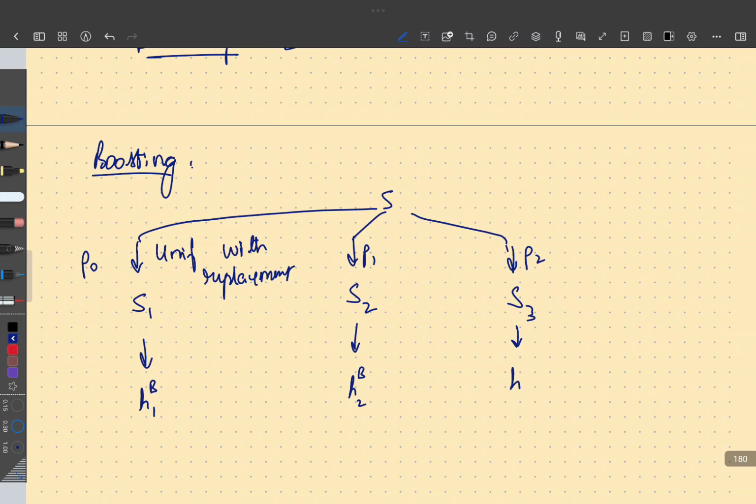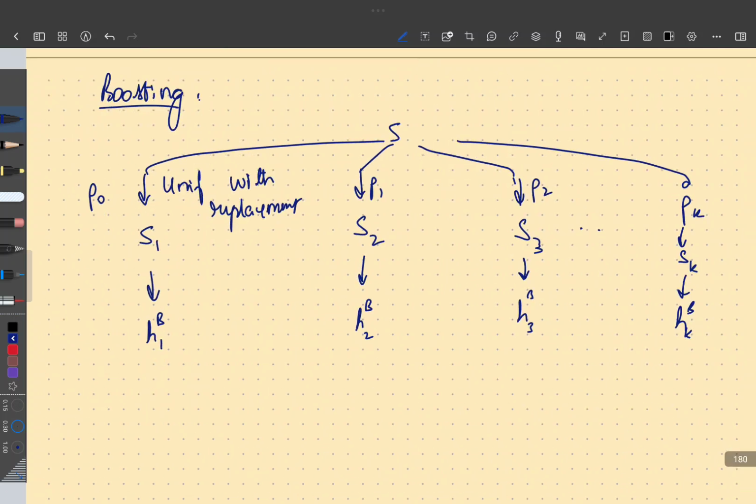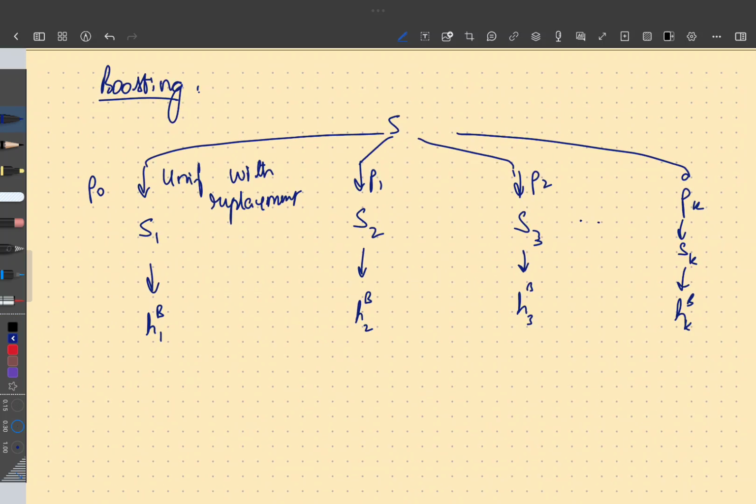I'll explain that later, but this is sort of the high level approach. So I keep modifying this to get some PK. I'll sample to get SK. Why would you expect something like this to work? Yeah, it's not obvious why this should work.